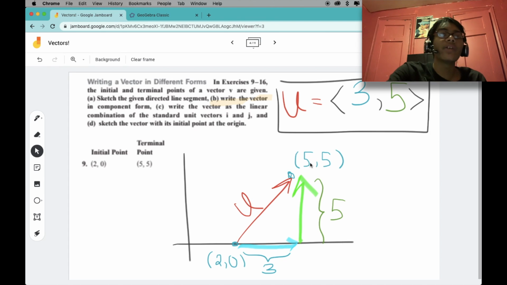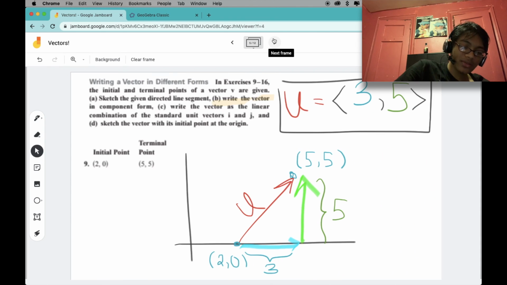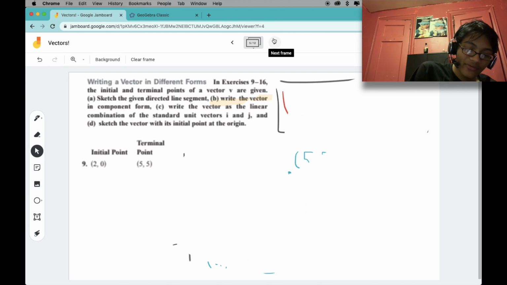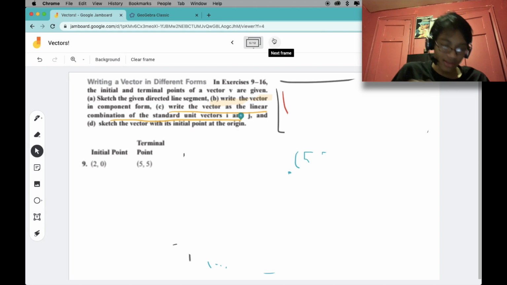Alright, let's go ahead and move on to the next question. What is question C asking of us? Let's check out question C. Question C says, write the vector as the linear combination of the standard unit vectors i and j. i and j. What does that mean, though? I'll tell you what that means. It's actually hidden language for something super easy.